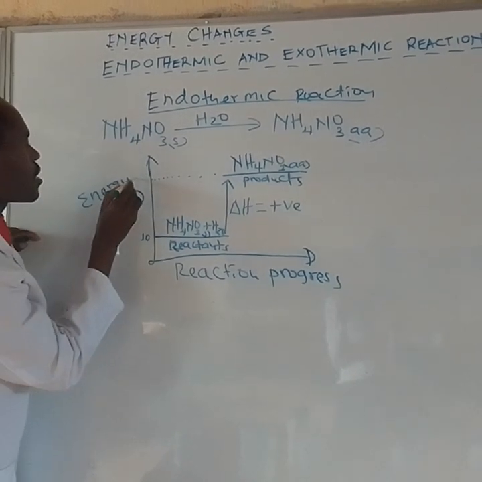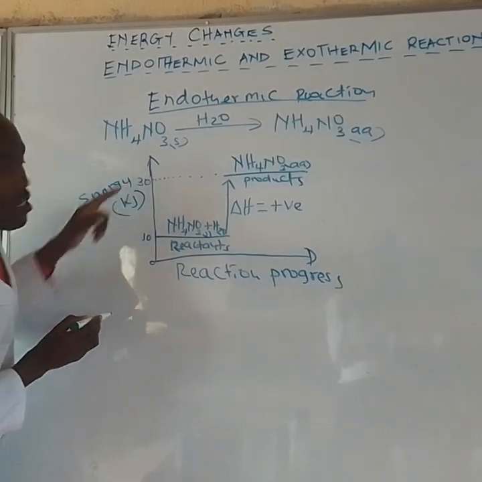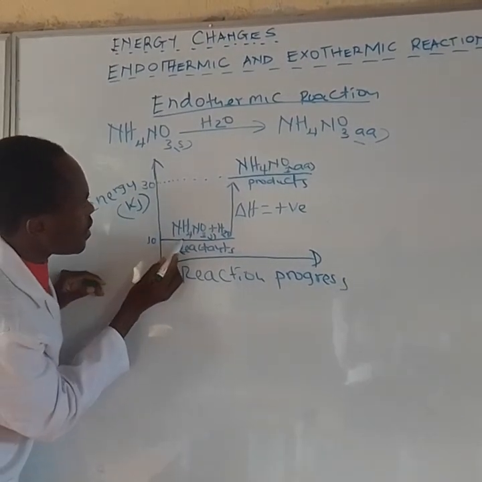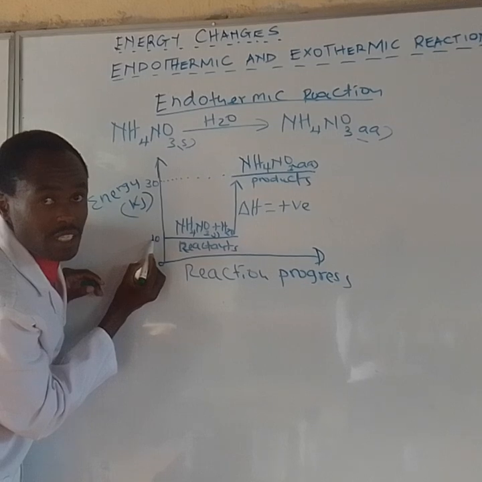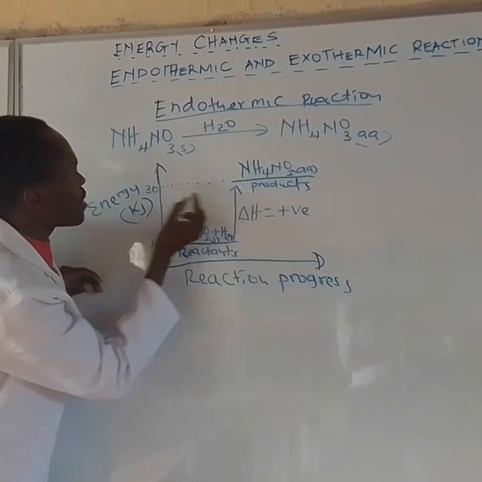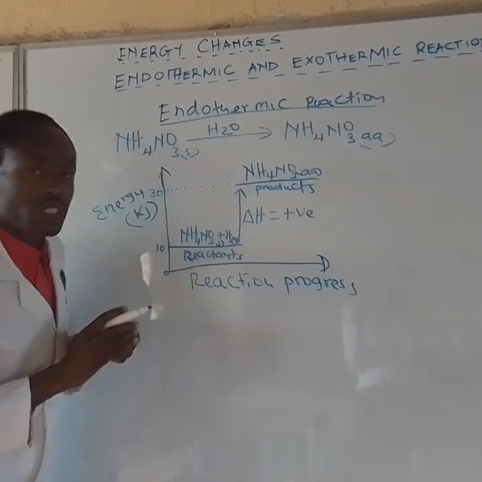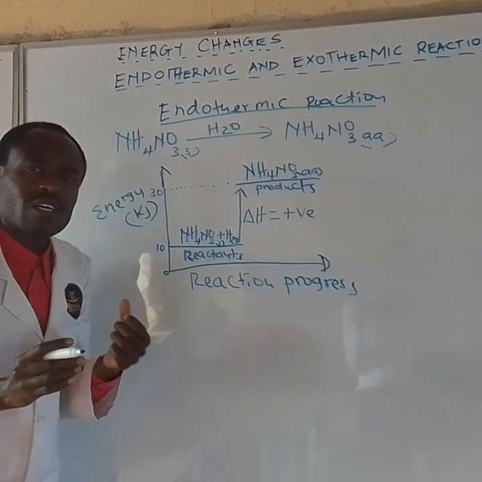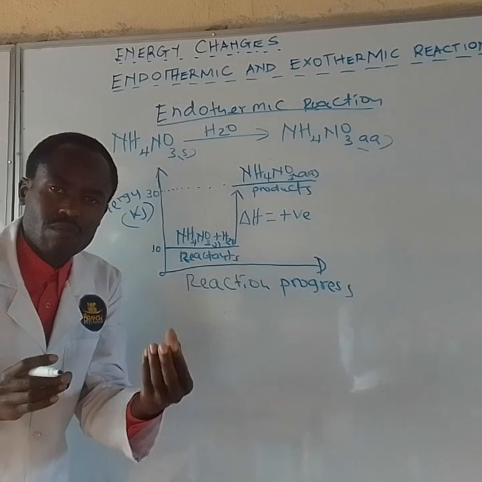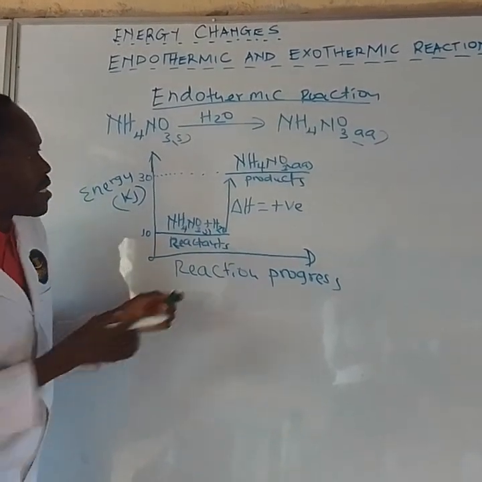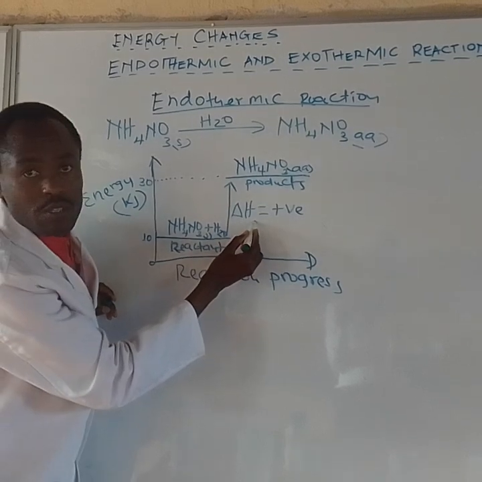one will be like what? Let's say 30 kilojoules. So it means reactants have less energy, let's say 10 kilojoules. Then products have 30, it means products have more energy. Why? Because during the reaction, the system absorbs heat energy. Is it okay? And why is it that the heat change is always positive?